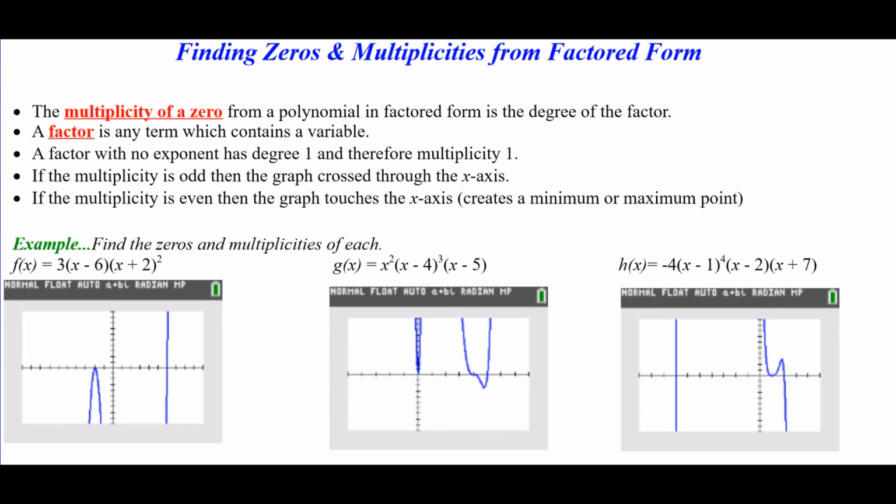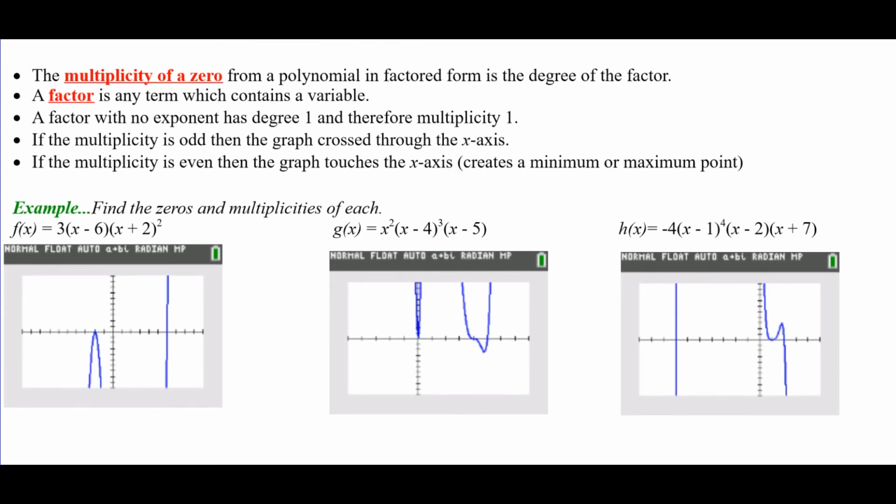We also want to be able to discuss the multiplicity of a 0. So the multiplicity of a 0 is simply the degree on that factor from factored form. A factor of a polynomial is any term that contains a variable. So if you have a leading coefficient, it does not represent a factor. It's just the leading coefficient. If a factor doesn't have an exponent, then it's 1, and its multiplicity is also 1.